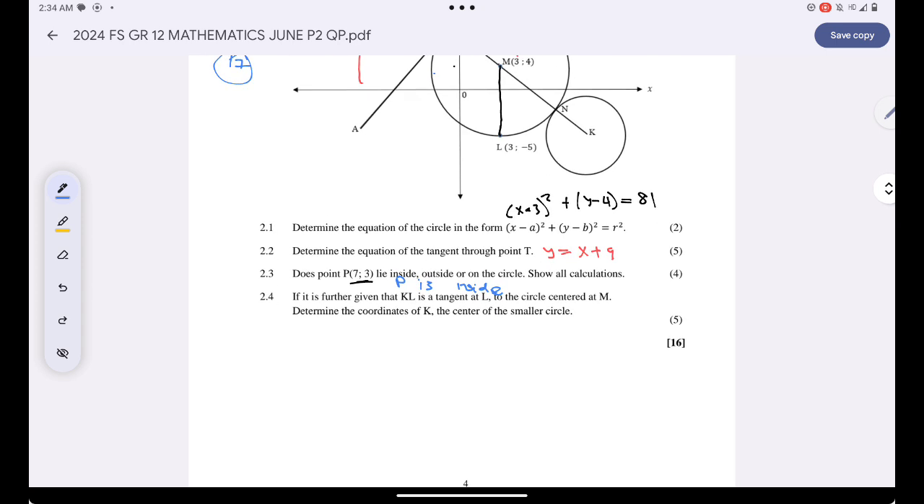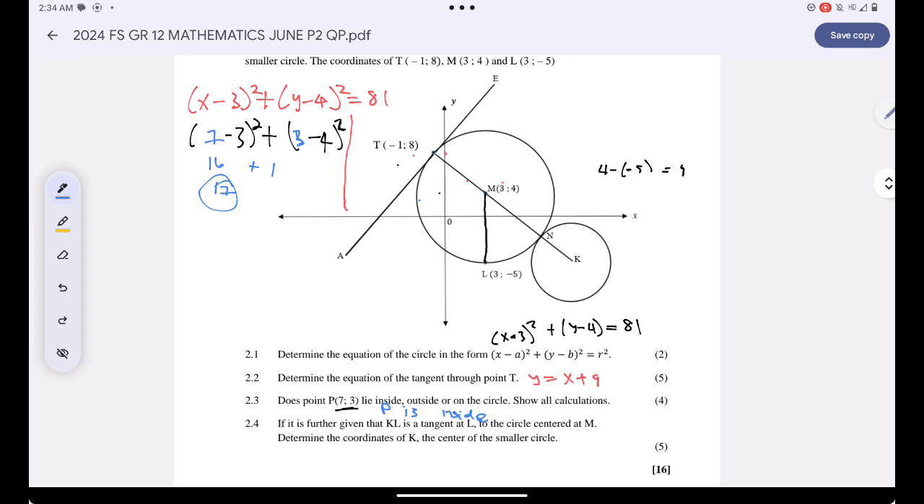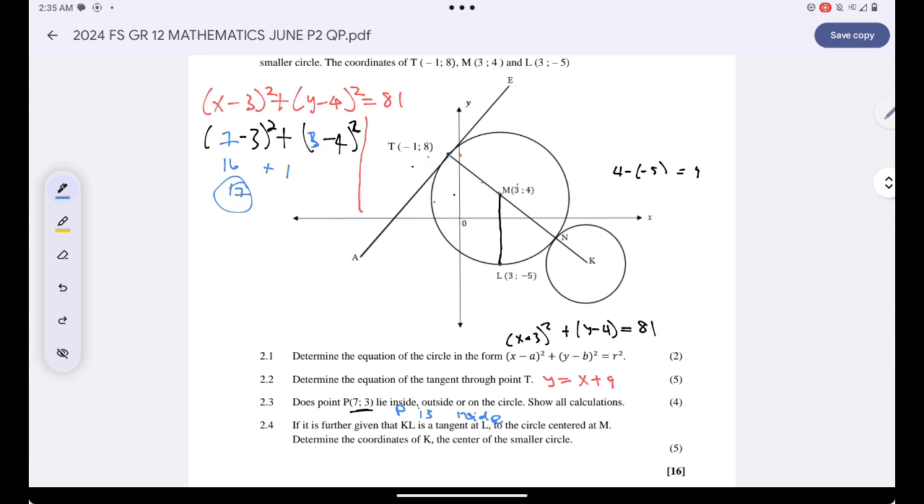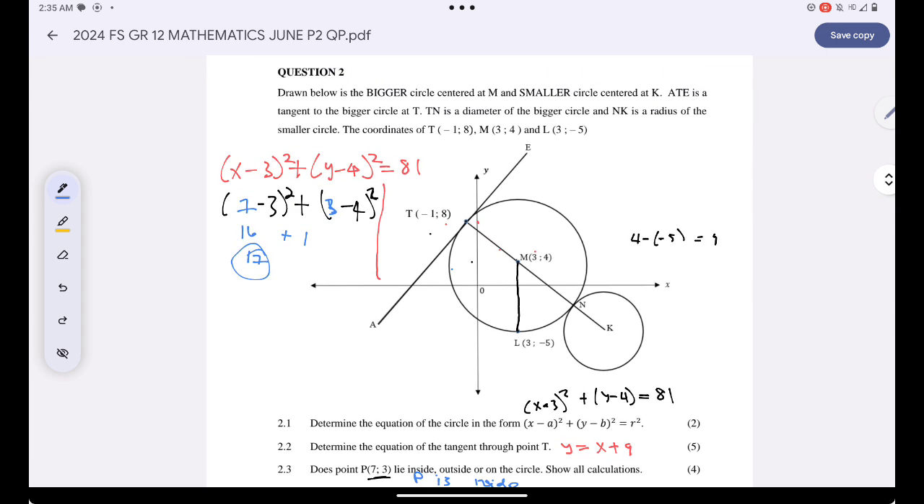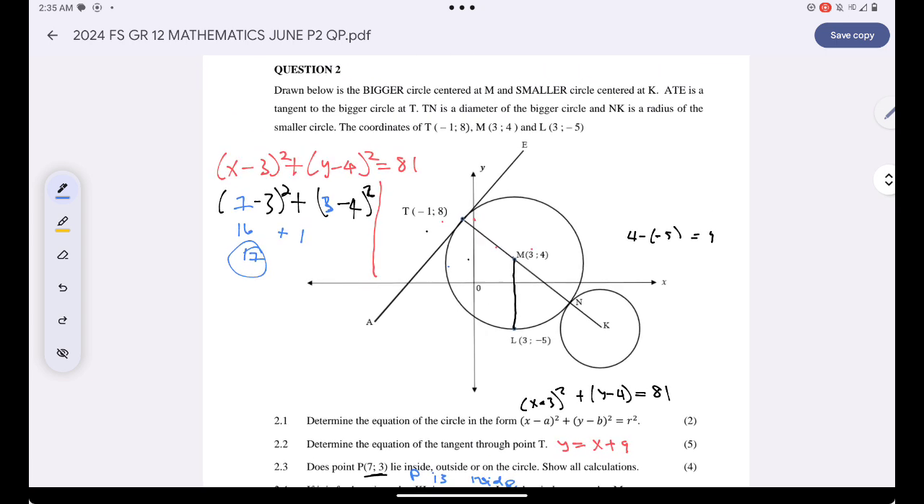Okay. It is further given that KL is a tangent to the circle centered at M. Now they want us to determine the coordinates of K for 5 marks. Okay, what do they tell us about K there? Bigger circle, smaller circle.